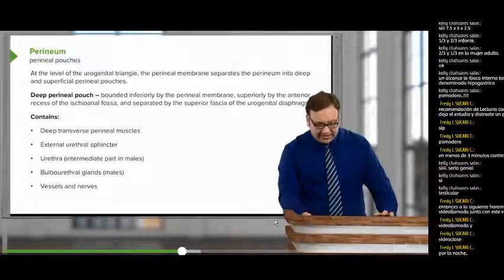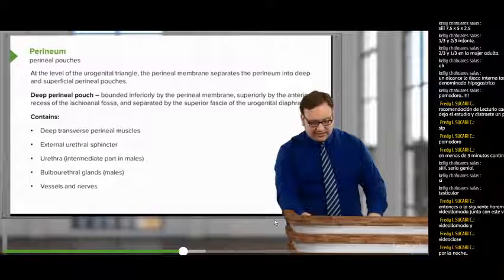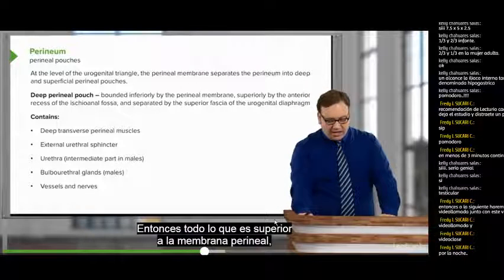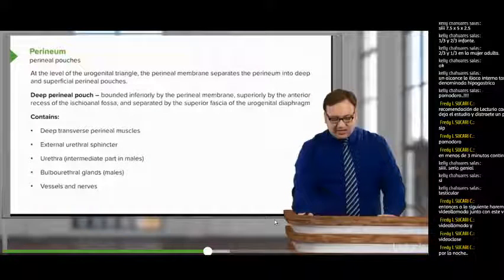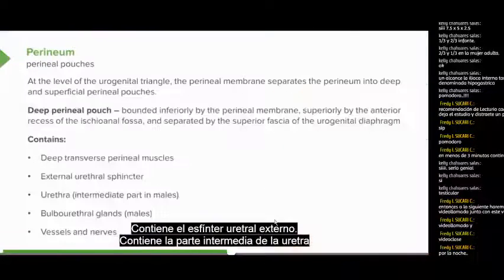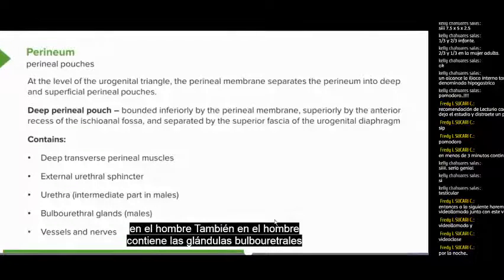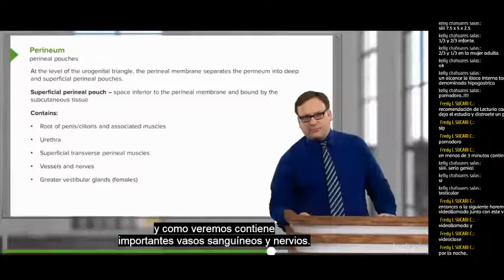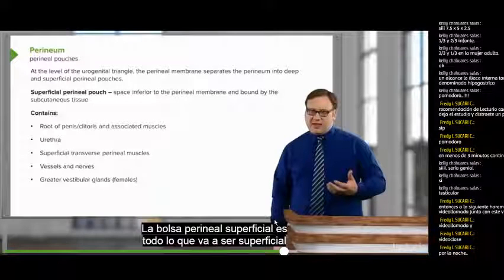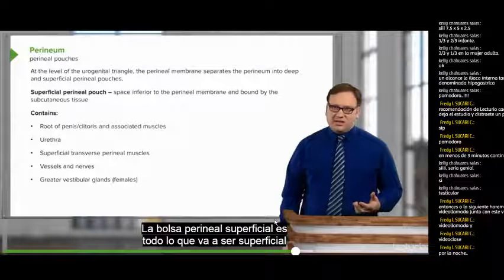It contains the deep perineal pouch, so everything that is superior to the perineal membrane. It contains the deep transverse perineal muscles, contains the external urethral sphincter, contains the intermediate part of the urethra in the male. Also in the male, it contains the bulbourethral glands, and as we'll see, it contains some important blood vessels and nerves. The superficial perineal pouch is everything that's going to be superficial to the perineal membrane.